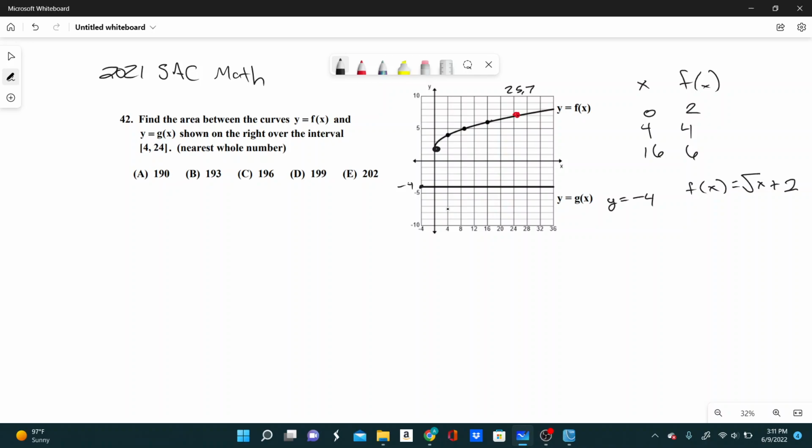So once we have that, to find the area between the two curves from 4 to 24, we can just integrate. So you integrate from 4 to 24, and then you use the difference of the two functions. So you integrate from 4 to 24 of f of x minus g of x with respect to x, dx. And then I'm just going to substitute these in. f of x is square root of x plus 2. And then g of x is negative 4. So minus negative 4 would give you plus 4. And so this would end up being plus 6.